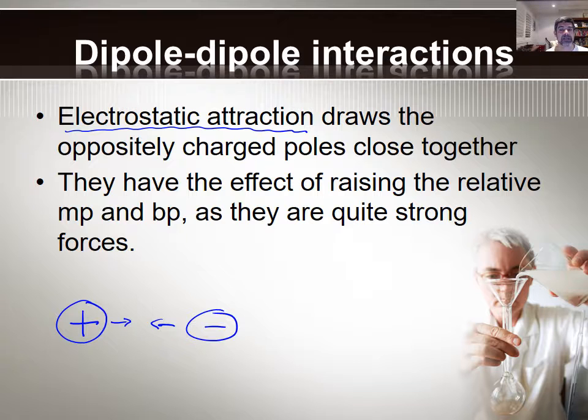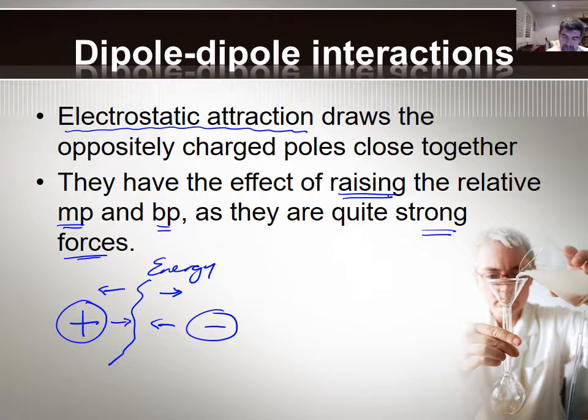The electrostatic interaction is what draws the oppositely charged poles closer together. And the dipole-dipole interaction is what causes an increase in relative melting and boiling points for similar molecular weight substances, because dipole-dipole forces are relatively strong. The interaction between these two is quite strong, and therefore you need a reasonable amount of energy input to push these apart from one another.